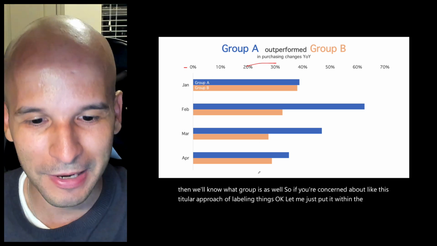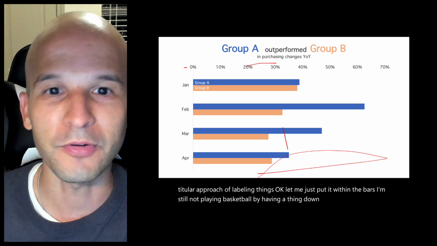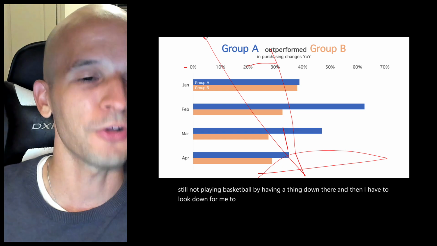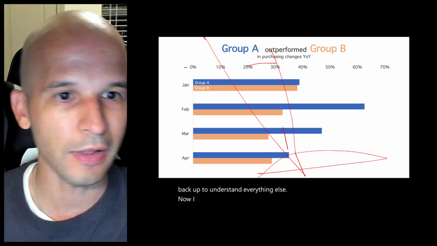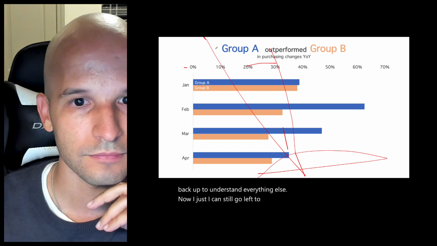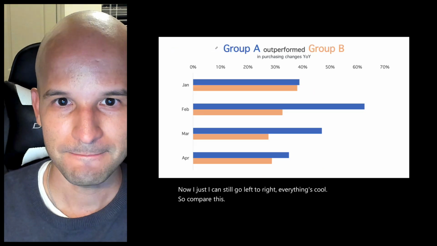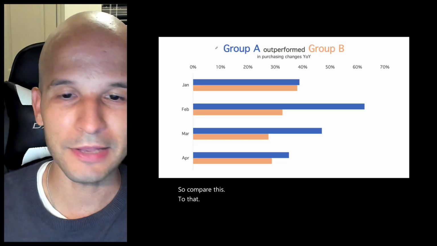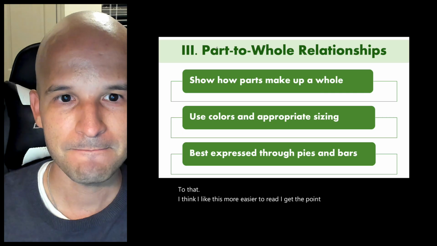I'm still not playing basketball by having a thing down there, and then I have to look down. For me to understand this, I have to look down here and then go back up to understand everything else. No, I can still go left to right. Everything's cool. So compare this to that. I think I like this more. Easier to read, I get the point quickly, and all that.